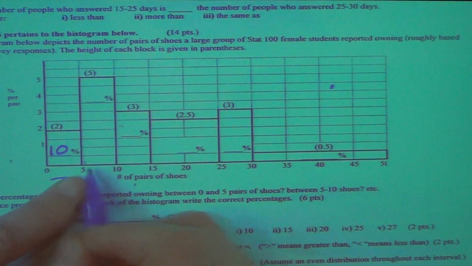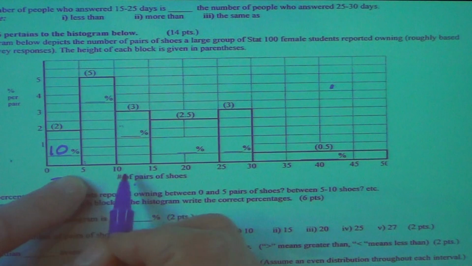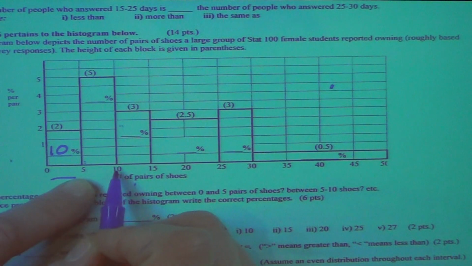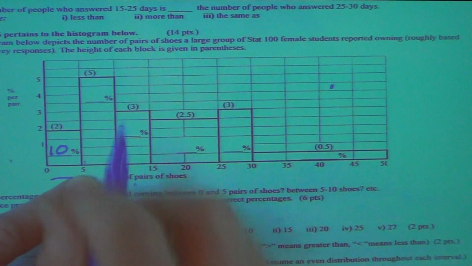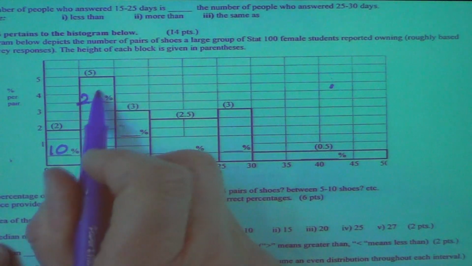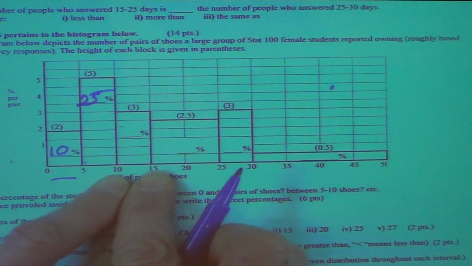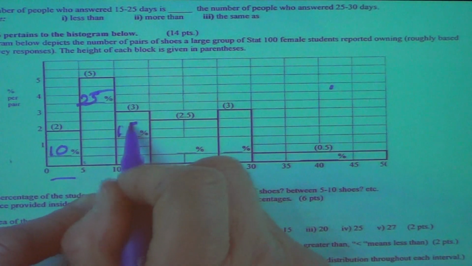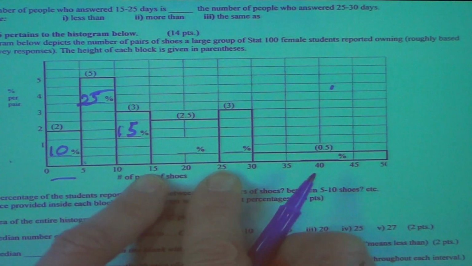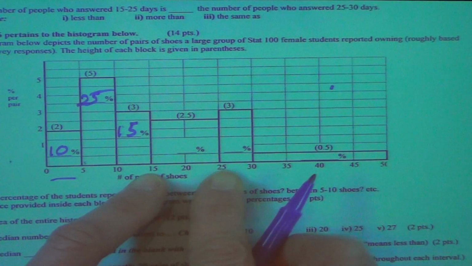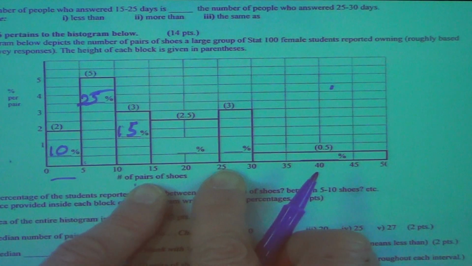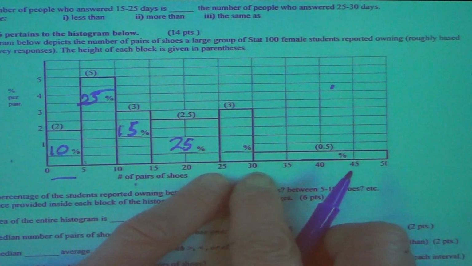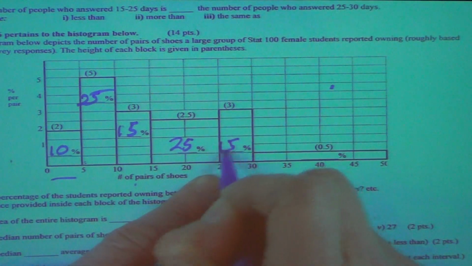What's this one? How am I getting this width? It's 10. It's just 5 long. 10 minus 5. So this width is 5 times what? 5 times 5. So what's this going to be? 25. What's this width? Another 5. 15 minus 10 is 5, times 3. So that's 15. How about this one? That's not 5 anymore. What is that? It's 10 long. 25 minus 15 is 10. 10 times 2.5. This one, 5 times 3, 15.